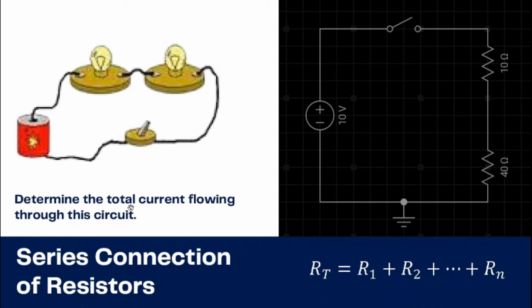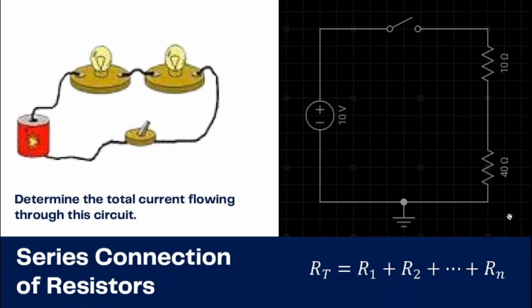So sabi dito, determine the total current flowing through this circuit. Okay? What do you think is the total current? Now, to solve for the total current, pag series, the total resistance daw is equal to R1 plus R2 plus kung pila pa na kabuk resistor. Now, question, class, on this diagram, pila kabuk resistors na to dire?